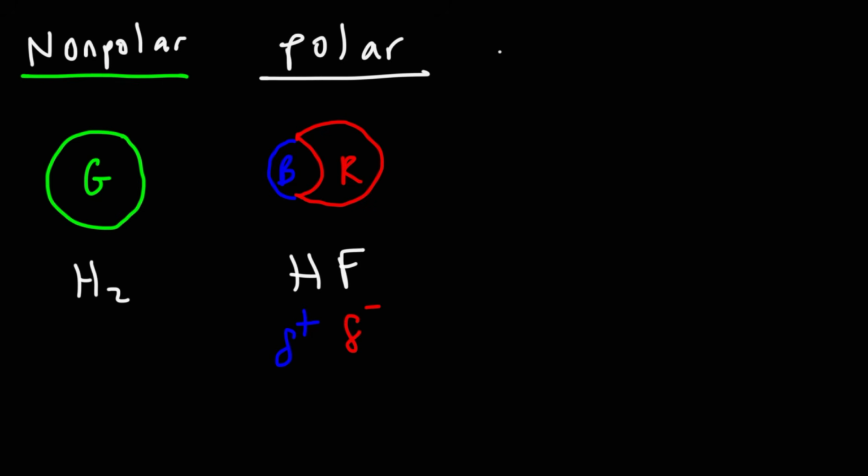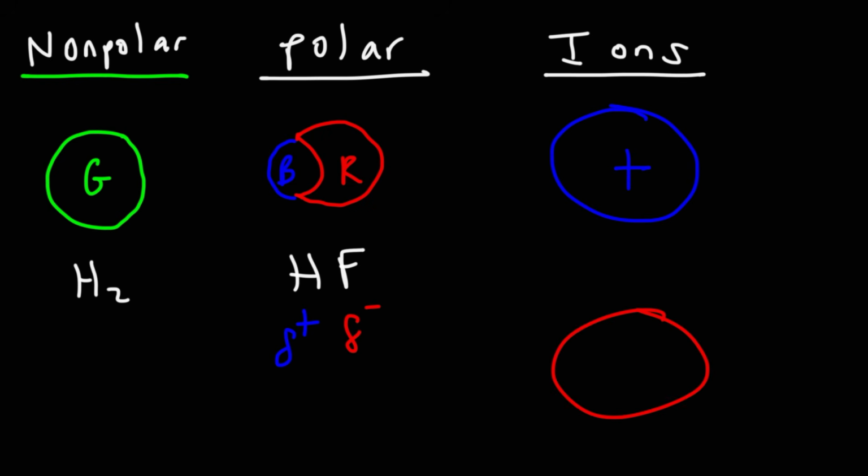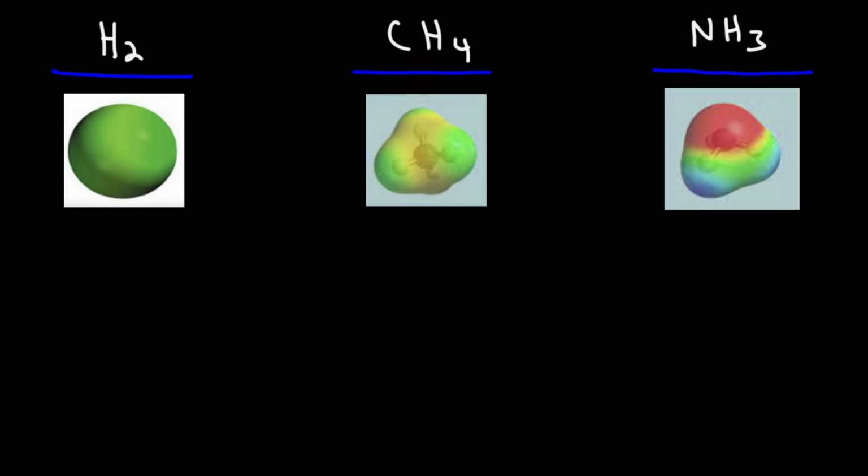Now, the other part has to do with ions. So if you see an overall blue color, that means you're dealing with a positively charged ion. If you see an overall red color, or orange red, the more red it is, the more negative it is. You're dealing with a negatively charged ion. So hopefully this will help you to distinguish a polar molecule from a nonpolar molecule from an ion using electrostatic potential maps.